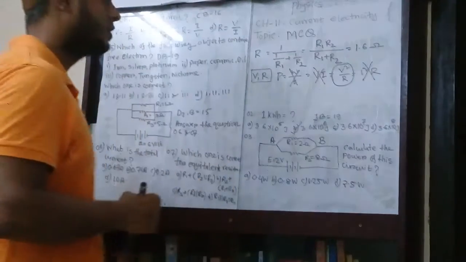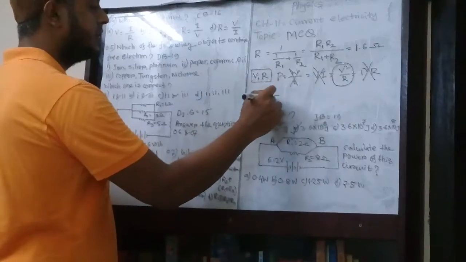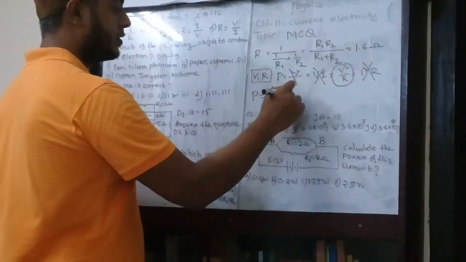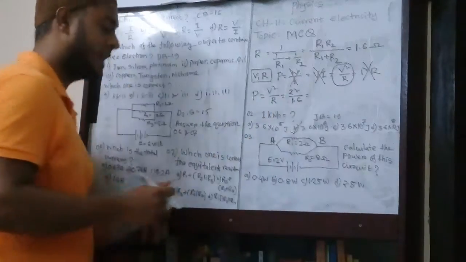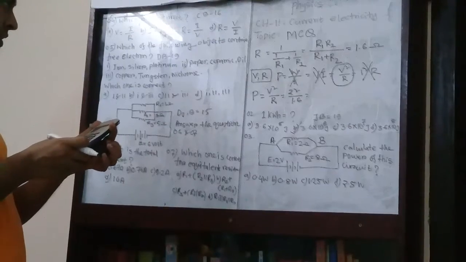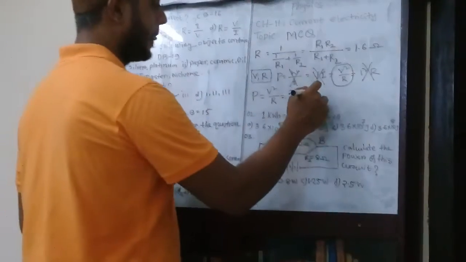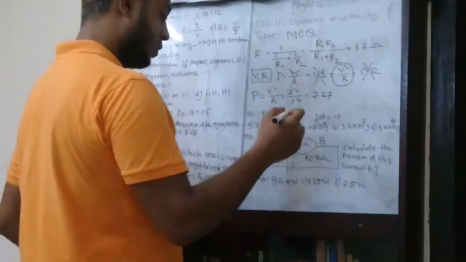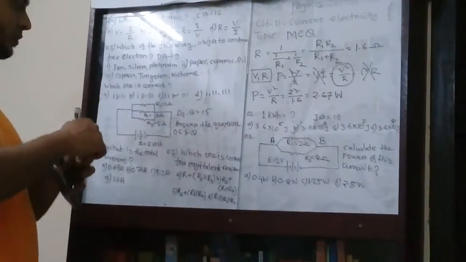So electrical power of the circuit P equals V square divided by R. V equals 2, so 2 square, and R equals 1.6. So 2 square means 4 divided by 1.6 will give you 2.67 watt. This is the correct power of the circuit.